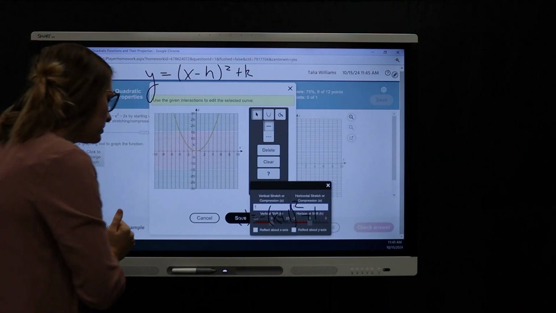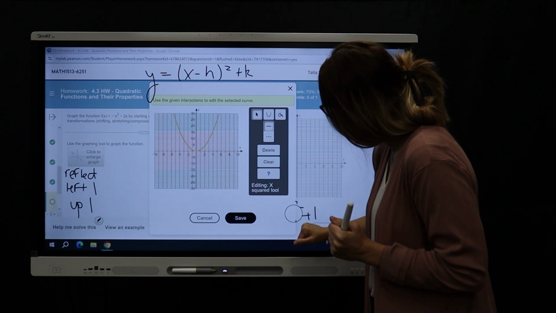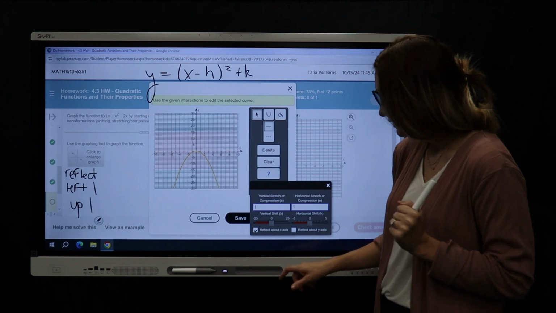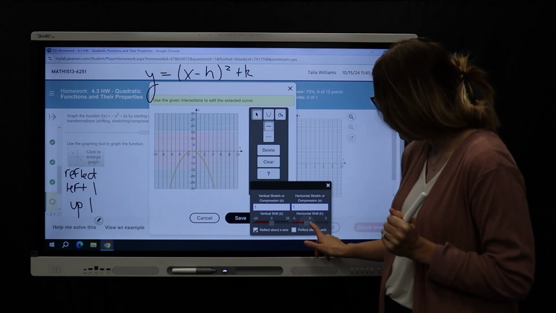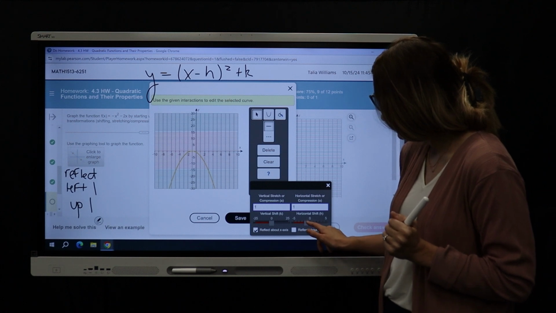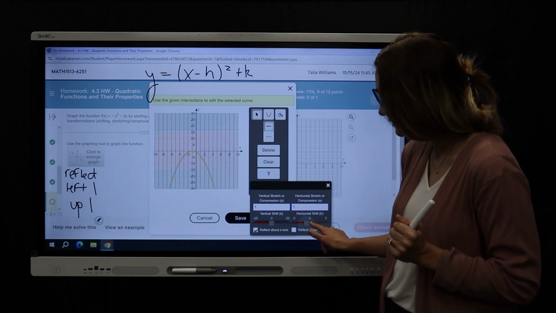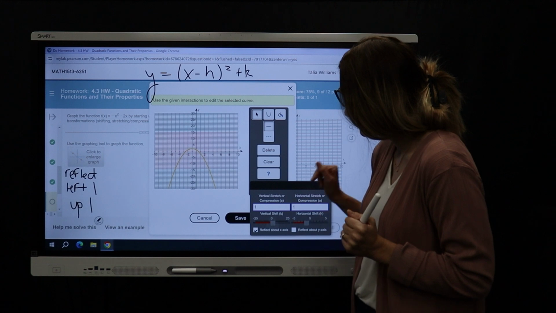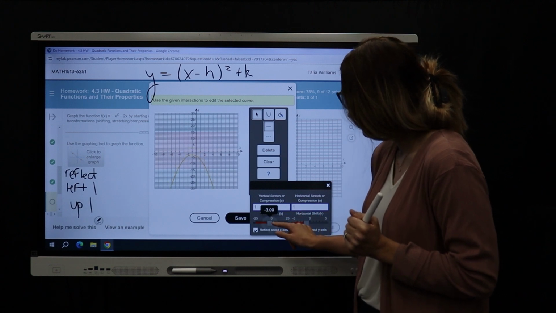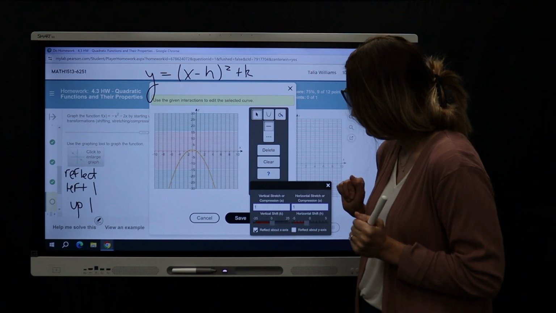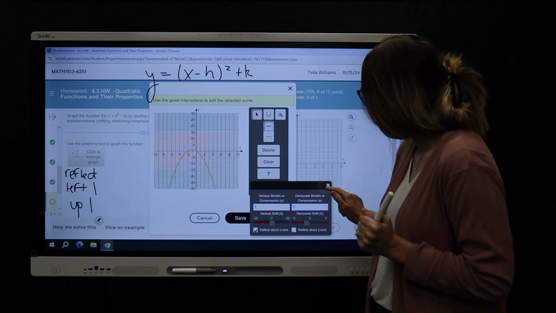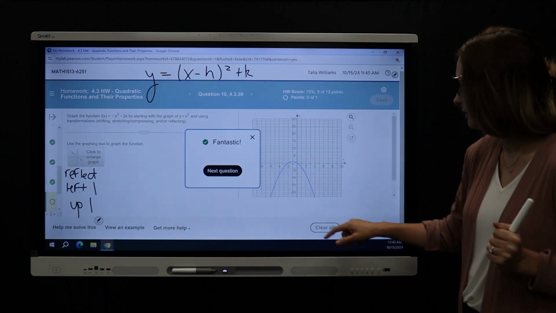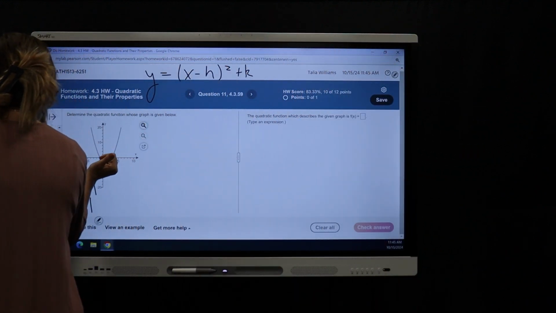Okay, when you go to do your reflection, it's a reflection about the x-axis. Let's get that back up here. So it flips it, and then we're gonna go left one. Did it do it? I think it went to 2. Left one, and then up. Oh man. Left one, up one, reflect. I don't know why they gave us all those numbers.